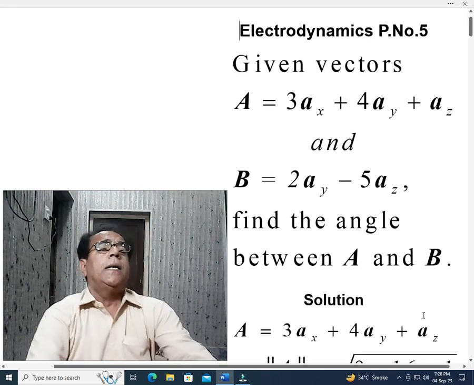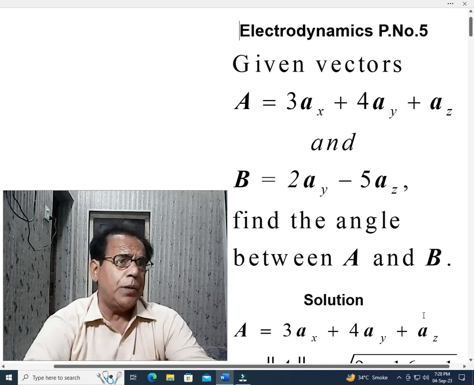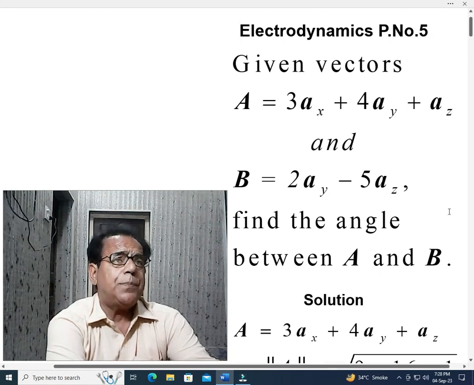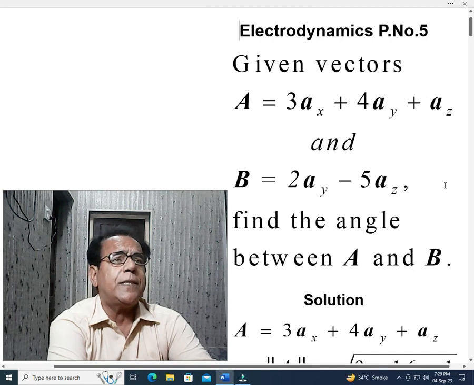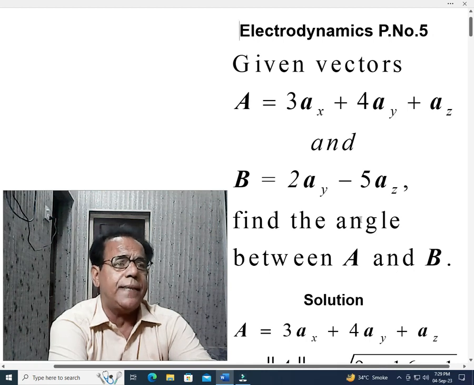Okay, first we come towards its statement. Problem number 5. Given vectors A equal to 3ax plus 4ay plus az and B equal to 2ay minus 5az, find the angle between A and B.